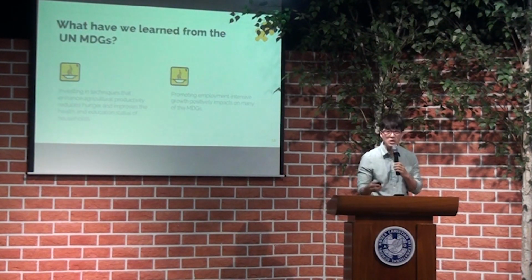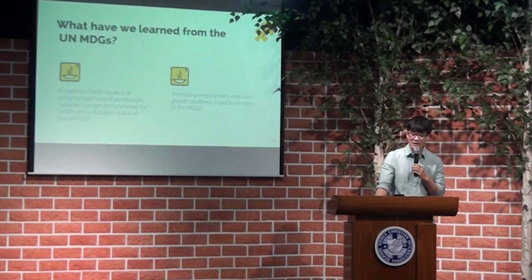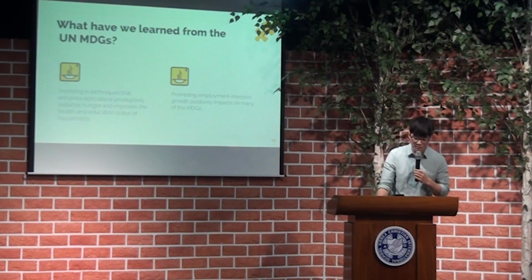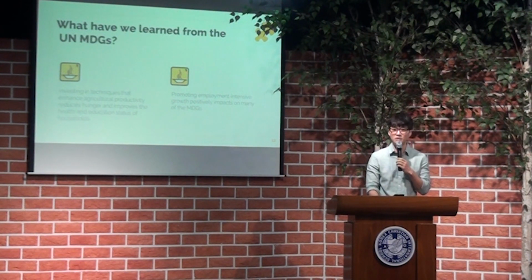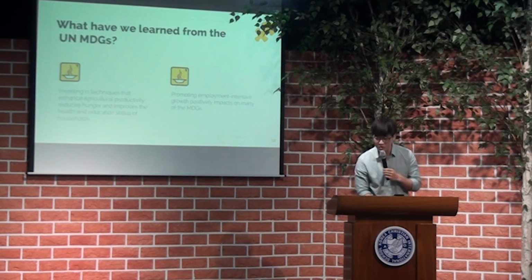Okay, so what have we learned? What worked with the Millennium Development Goals? We've learned that investing in techniques that enhance agricultural productivity, let's say food storage, water distribution, soil management, using tractors, employing all these different ideas and techniques, reduce hunger and improve the health and education status of the household. Probably the biggest determining factor in reducing poverty is education. I'm not going to go deep into it because Erica, the teacher right after me, will probably go over education, right?